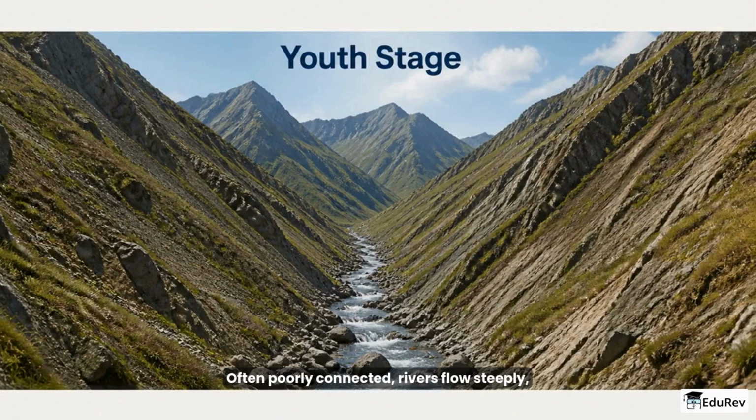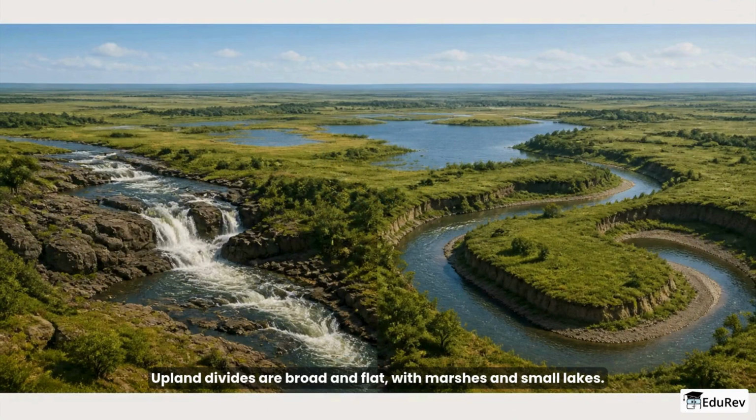In the youth stage, few streams exist, often poorly connected. Rivers flow steeply, carving narrow V-shaped valleys with little or no floodplains. Upland divides are broad and flat, with marshes and small lakes. Where hard rock appears, waterfalls and rapids form, and meanders may become entrenched.